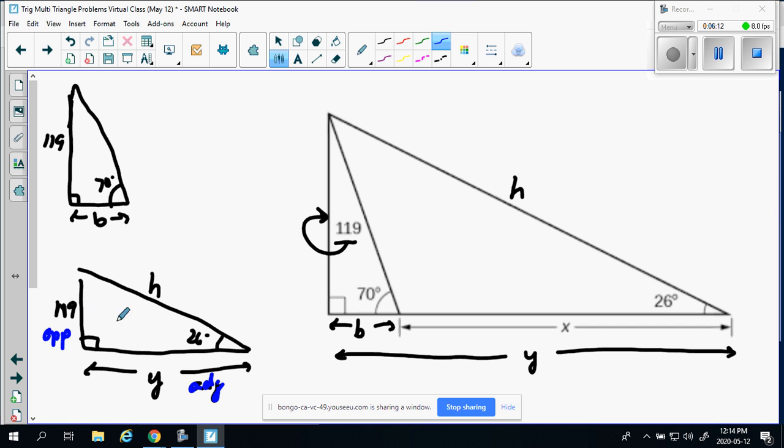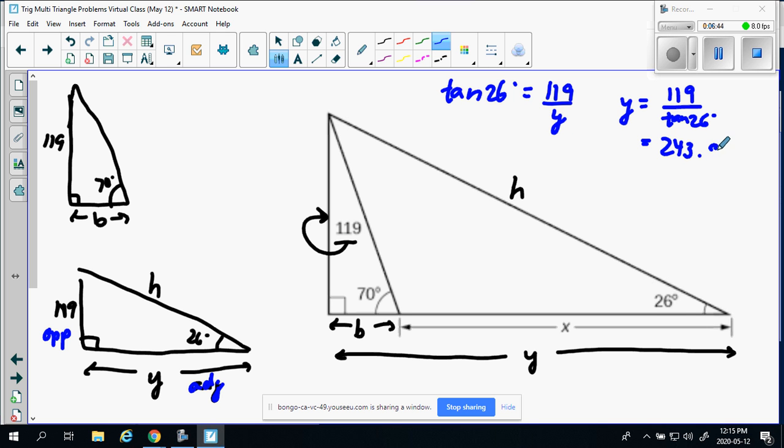So opposite and adjacent, that means I'm going to use tan. So tan of 26 degrees is opposite 119 over adjacent. So if you are fast with the algebra, eventually you're going to isolate Y and you're going to have 119 over tan 26. I just skipped a few steps, but you should be able to do this by now. Divided by tan 26. And I'm getting 243. And I'm going to keep the 4 decimal places because I'm not done with it.